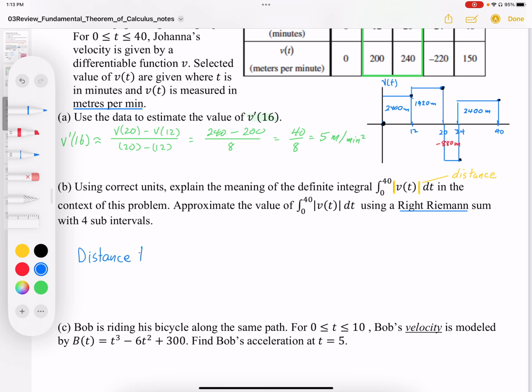So this is the distance traveled. That's going to be equal to the 4 Riemann sums, the 4 Riemann rectangles. So this is where we have to convert this into positive. This becomes positive 880 meters, and then plus 2,400 meters. The total distance traveled works out to be 7,600 meters when I add that all up. Okay, and this represents the distance, not the displacement.